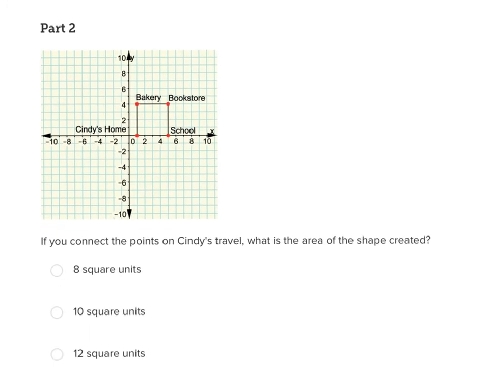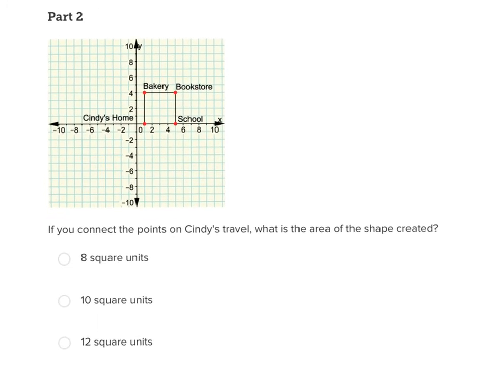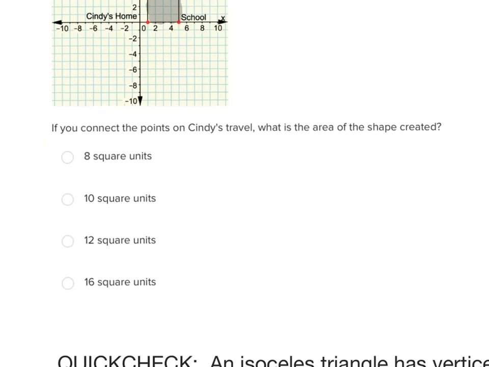Part 2. If you connect the points on Cindy's travel, what's the area of the shape created? The area of the shape created is a 4 by 4 square, and 4 times 4 is 16. There's 16 square units. So, correct answer, right there.